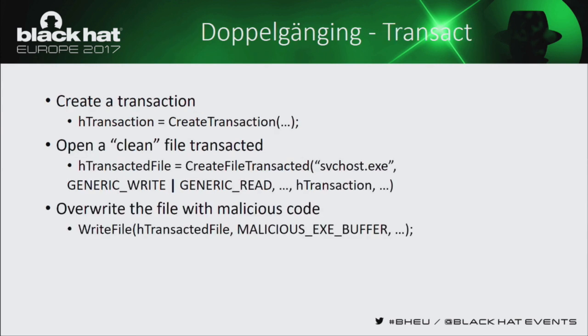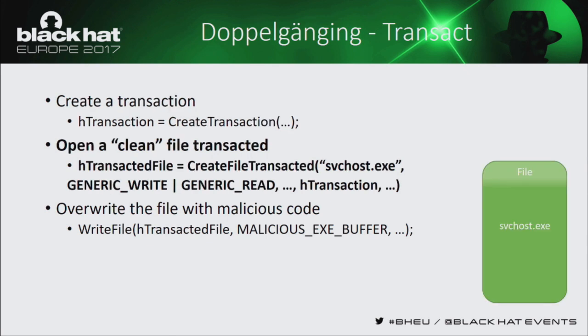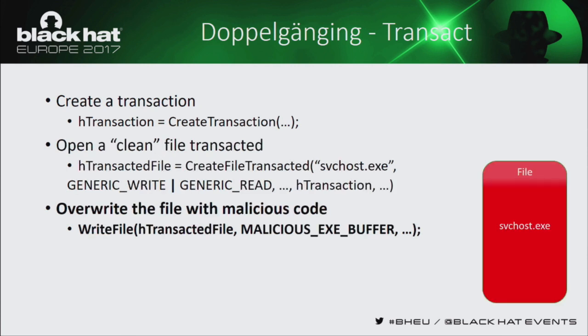Let's take a look at step number one, transact. First off, we create a transaction, just like in the example that Eugene showed before with a simple transaction-aware application. At this point, we open a legitimate file, such as SVC host, inside of a transaction. So we have a nice, green, clean-looking file object that we just opened, and it's opened inside of a transaction. What we're going to do now is overwrite the file inside of a transaction, and now it's tainted with malicious code. The only thing to note here is that anyone looking at this file from the outside doesn't see our changes. They're reflected only within the context of the transaction.